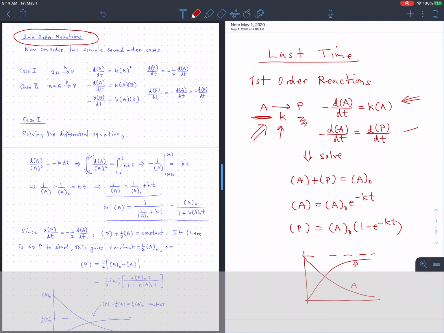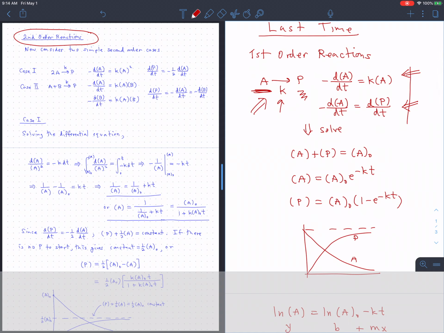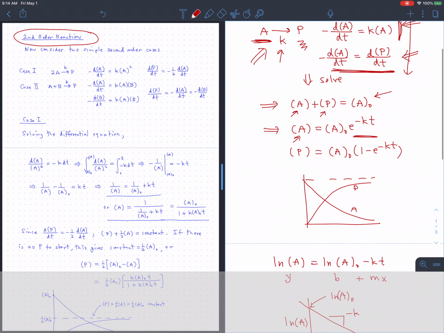And then there's a relationship between the rates for reactants and products, which is also useful. We solve both of these differential equations basically by separating the variables and integrating on both sides. If we do that with this relationship, then we get that the concentration of A plus the concentration of P has to equal a constant, which turns out to be the concentration of A at time 0. And if we solve the other differential equation, then we get that A is an exponentially decaying function, which has lots of implications, as was pointed out last time.